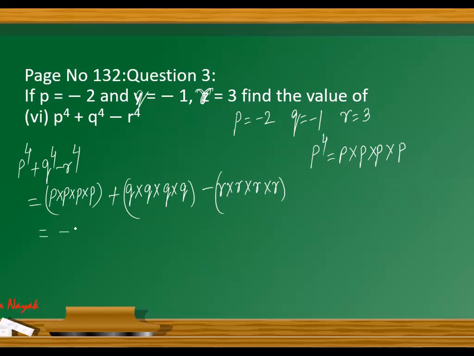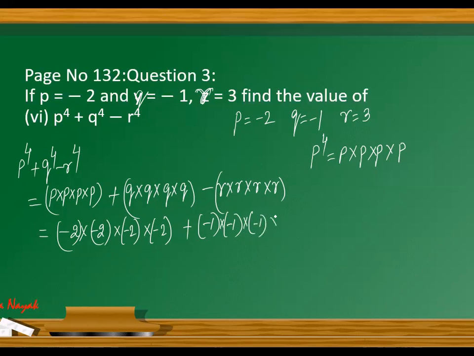And let us put the value, minus 2 how many times? 4 times. Okay. Then plus Q is minus 1 how many times? In between all multiplication you should understand. So minus 1, then R is equal to 3 multiplies 3 multiplies 3 multiplies 3. So rest question you will do yourself. I have left deliberately so that you can also learn.